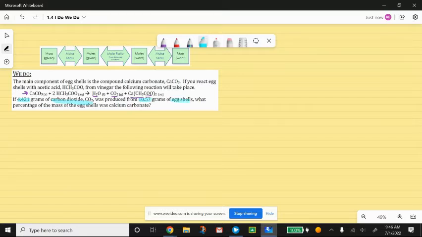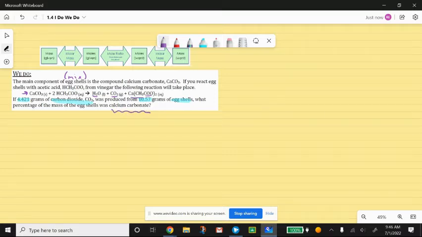The question says if you have 4.421 grams of carbon dioxide produced, and we started with 10.57 grams of eggshell, what is the percent mass in the eggshell that was calcium carbonate? Deciphering this problem, eggshell is a mixture of a bunch of different substances. We're going to focus in on how much of that eggshell is actually just calcium carbonate.